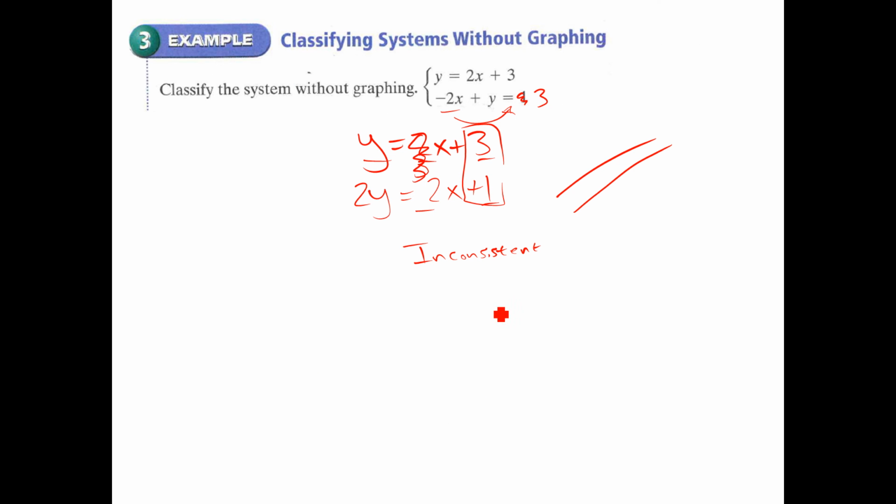Sorry, going the wrong way. If this was my equation, y equals 2x plus 3, and my next one is 2y equals 4x plus 6, if I times this equation, the top one, by 2, then they are the same equation, and so they'd be dependent. Okay? Otherwise, if the x's and the y's don't match up, they're independent.